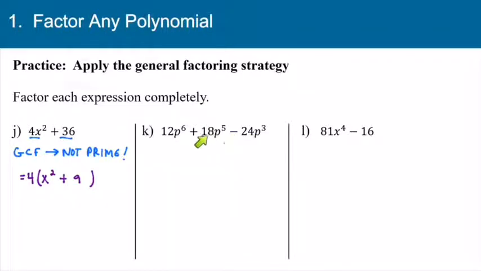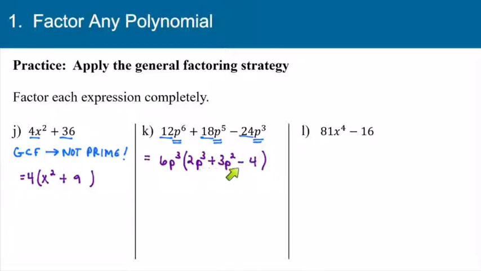I think you probably can see here that we have a GCF. 6 goes into each of these coefficients, and we have a common p factor of p to the third. So let's factor out a GCF of 6p to the third. Now we need to look at the trinomial that we get inside the parentheses. So 6p to the third times 2p to the third would make this first term. 6p to the third times 3p squared would make that second term. And 6p to the third times negative 4 would make that fourth term.